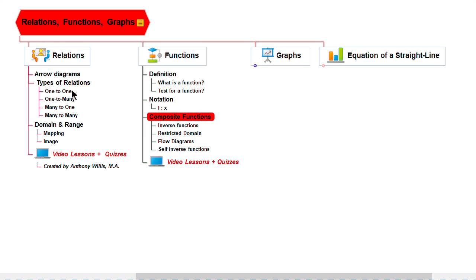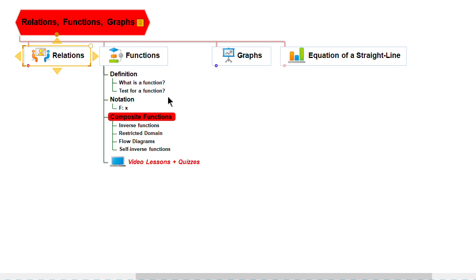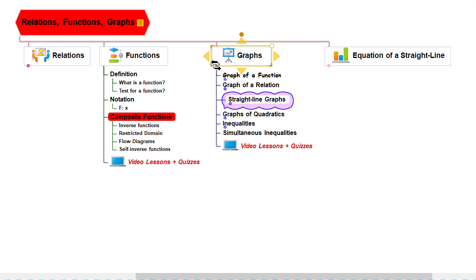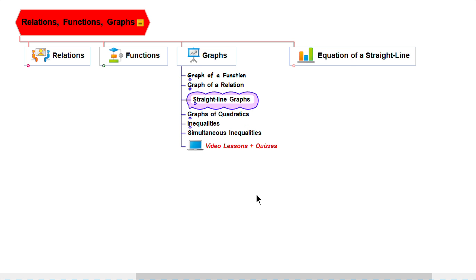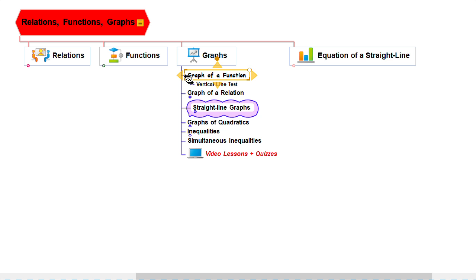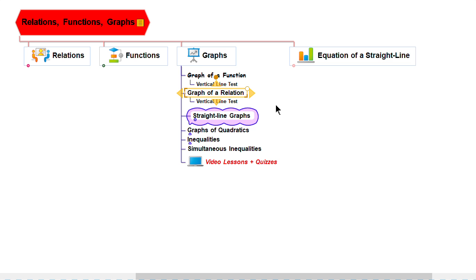Now we can minimize this to focus on functions. Then we'll go to the next one on graphs. So we'll minimize this, we'll expand this, and since we're focusing on graphs, let's minimize that, and we can expand that: graph of a function, the vertical line test of a function, graph of a relation, vertical line test to find out if it's a relation or if it's a function, straight line graphs.